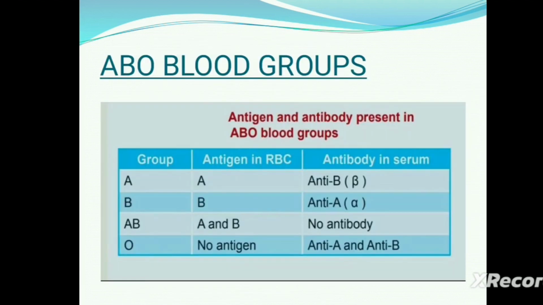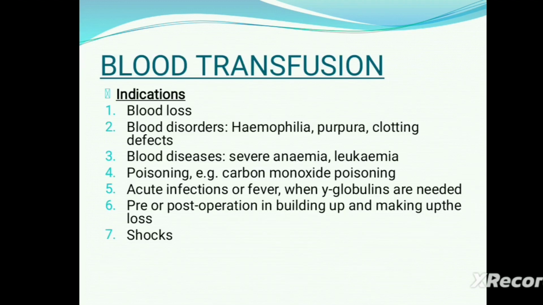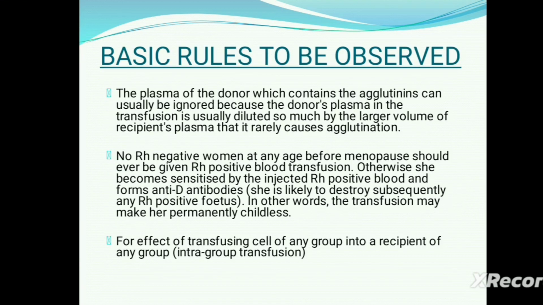Next we have the blood transfusion. Blood transfusion means giving blood to someone, simple. But for this you have to know your blood group. You have to know which blood can be given to which blood group system. So there are some basic rules which need to be observed before the blood transfusion. They have been noted here.